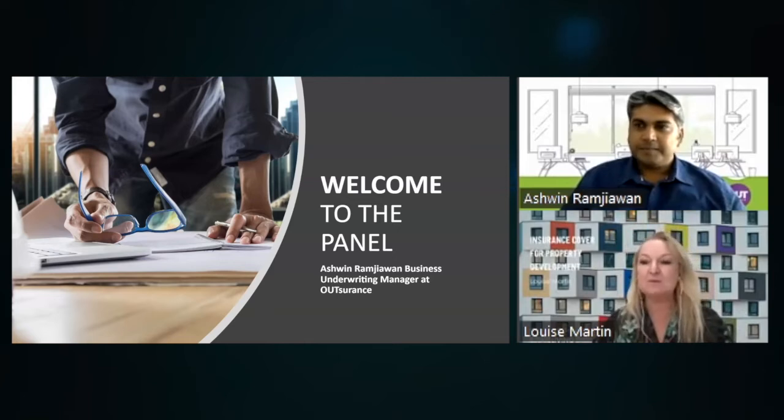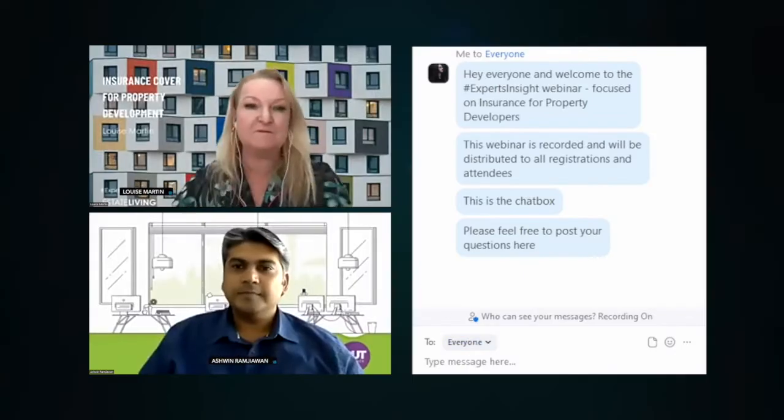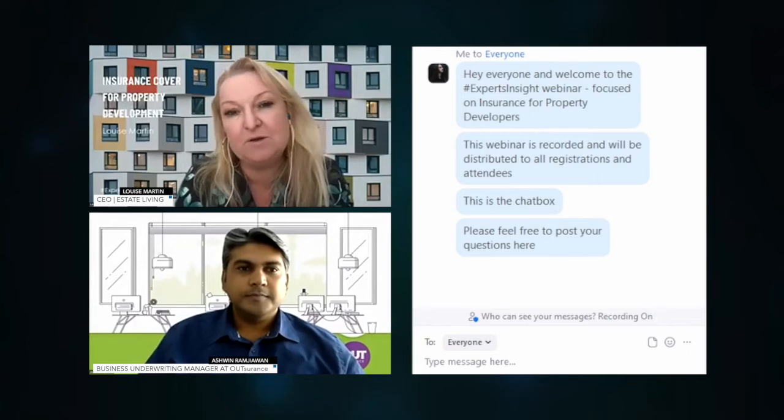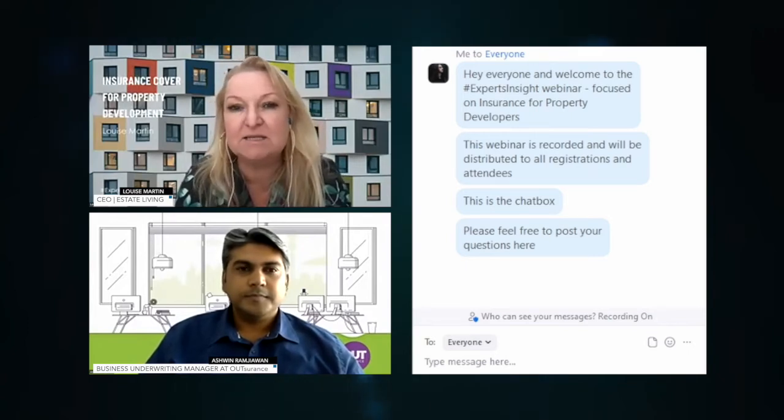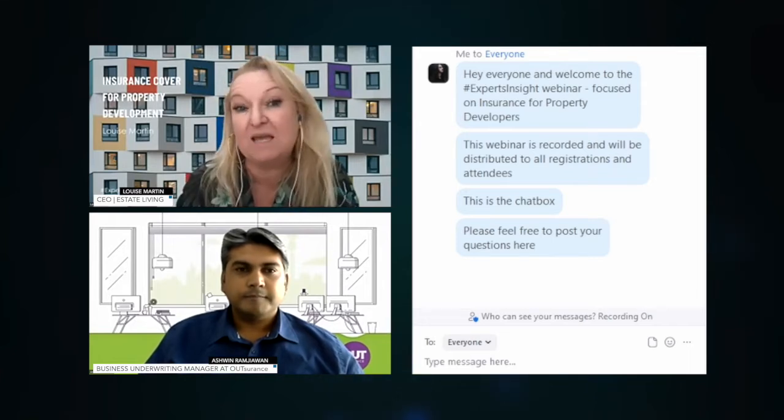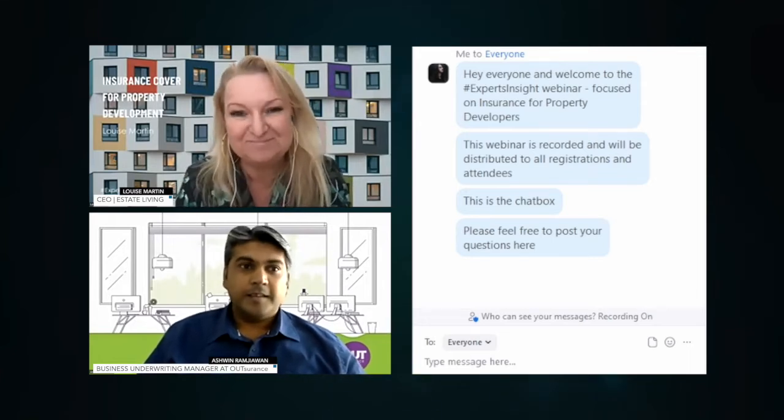So Ashwin, maybe we could just start with a little bit of an overview on the kinds of policies and the kinds of cover that one should consider from the get-go, maybe. Let's start at the beginning.